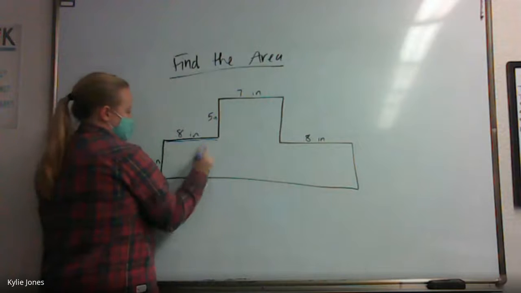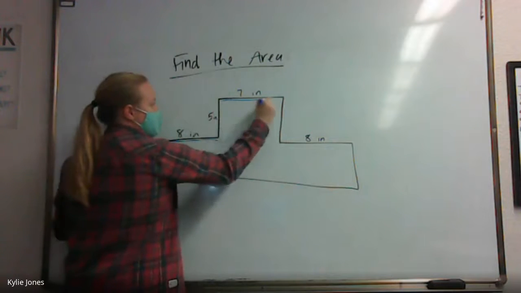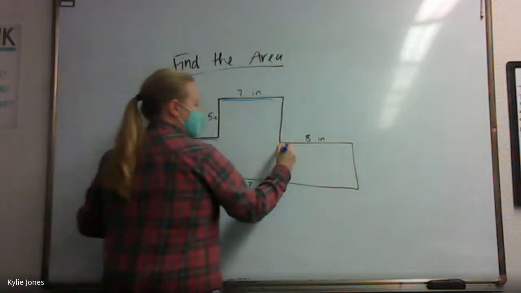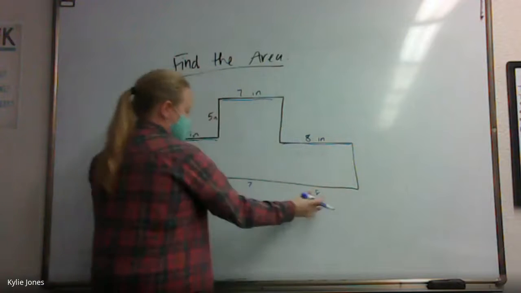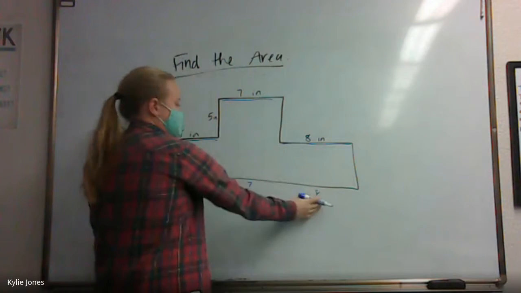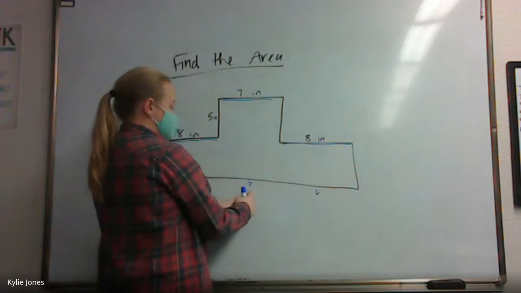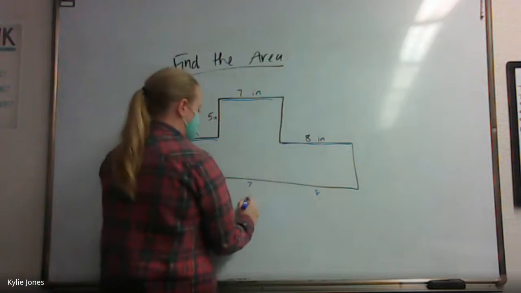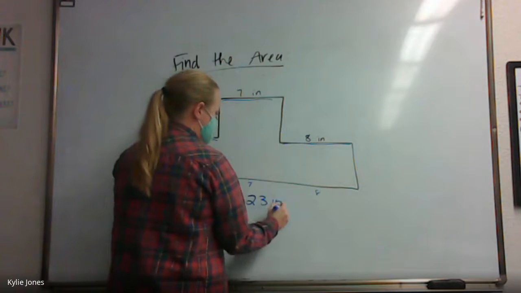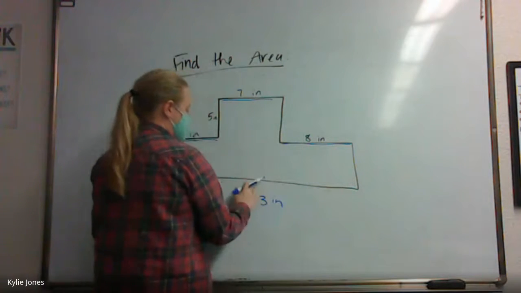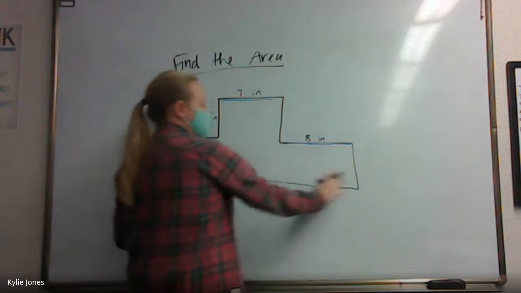Okay, we need to take the things that are across from it. So from here to here is 8. From here to here is 7. From here to here is 8. We need to add all those together. What's 8 plus 8 plus 7? Well, 16 plus 7 is 23. So on the bottom, we have 23 inches.